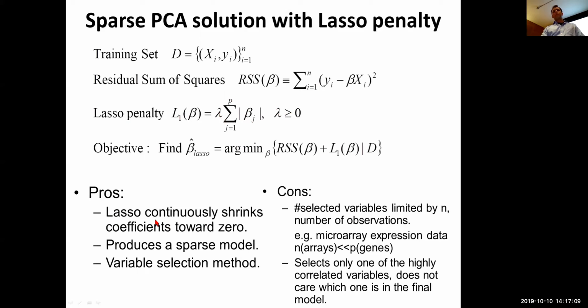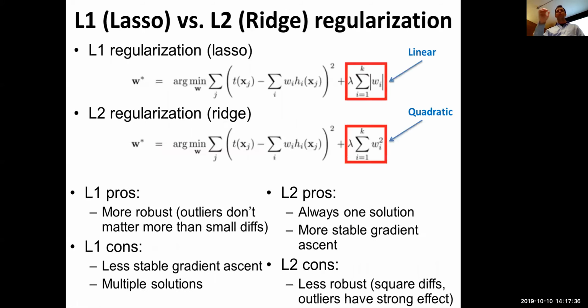The pros are that Lasso continuously shrinks the coefficients towards 0, it produces a sparse model, and it allows variable selection. The cons are that the number of variables is limited by the number of observations. And the problem is that we have very few observations in general, much, much smaller than the number of genes. So it will usually select only one of multiple highly correlated variables. And the problem is that the algorithm doesn't care which one will be in the final model.